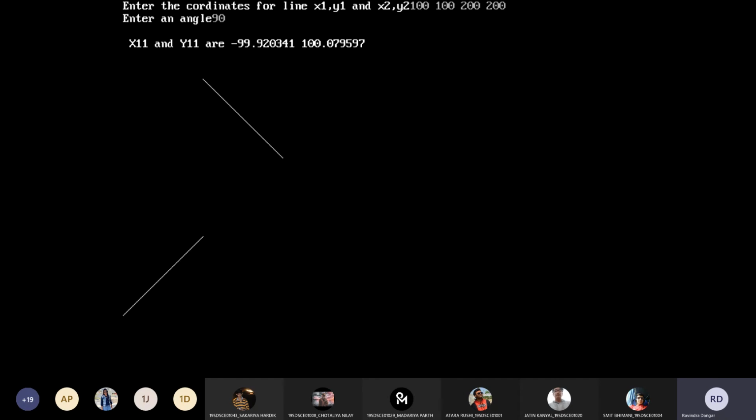So now you can see you are getting the new line, and in between both the lines the angle is 90. Are you able to understand? The angle is 90, yes or no? Yes, sir. So this is how you can rotate the object.